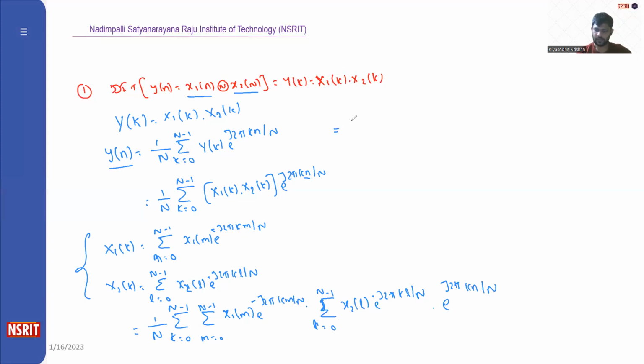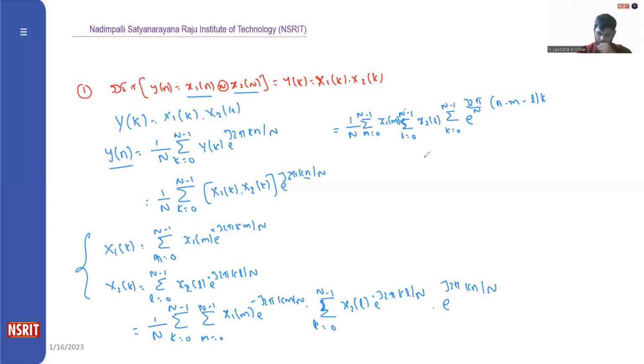Then rearrange all the formulas, which we have as 1 by n, summation m equal to 0 to n minus 1, and we have the formula x1 of m, already we know that, summation L equal to 0 to n minus 1 x2 of L. Next, summation k equal to 0 to n minus 1, we have all the terms e to the power of j2 pi by n into n minus m minus L into k. So that is the expression we know.